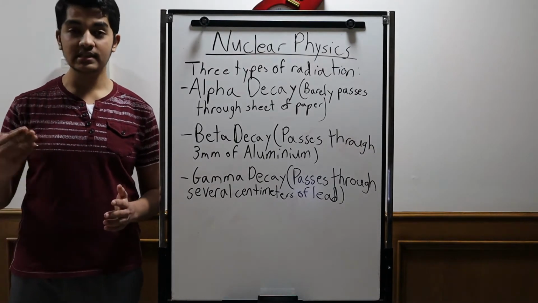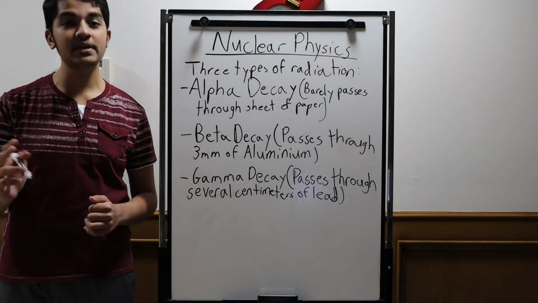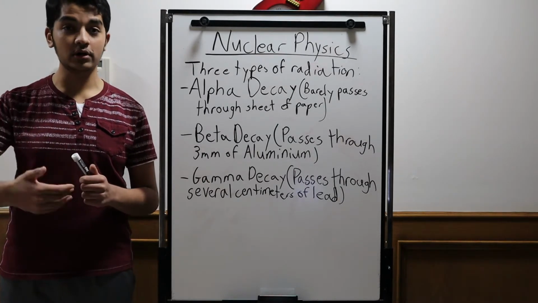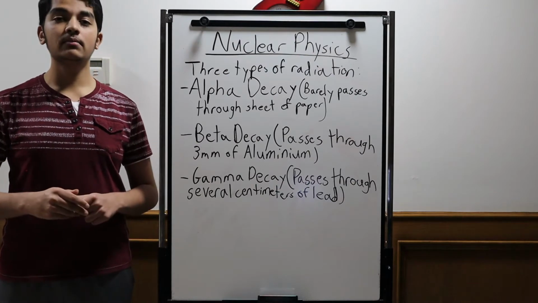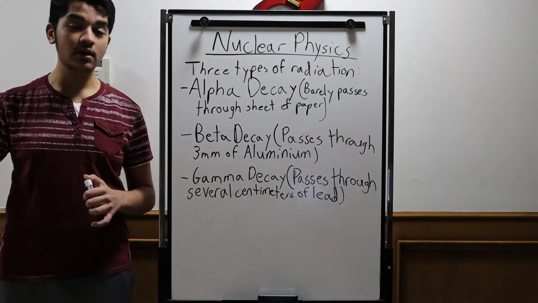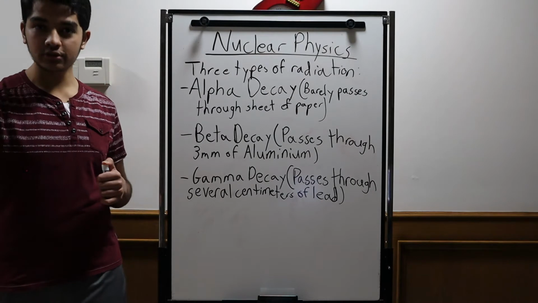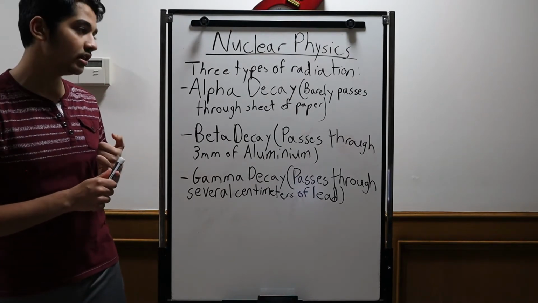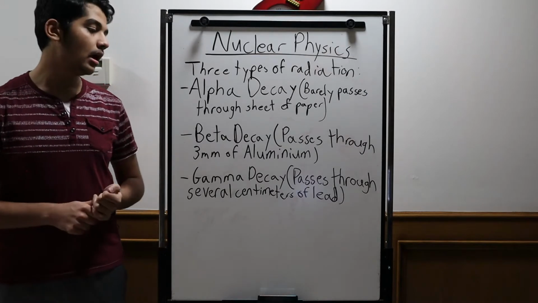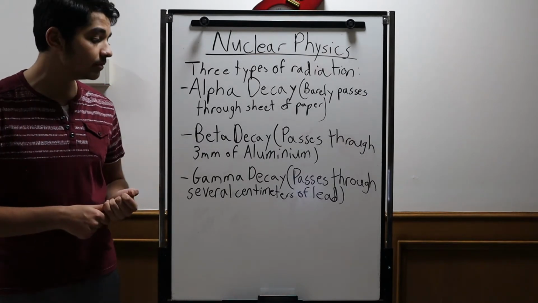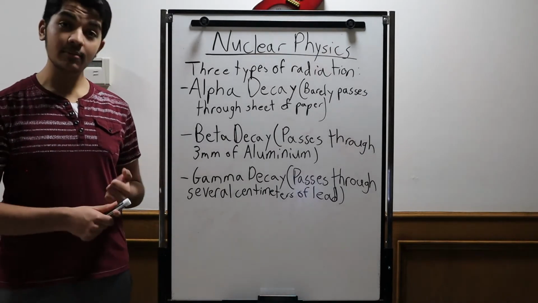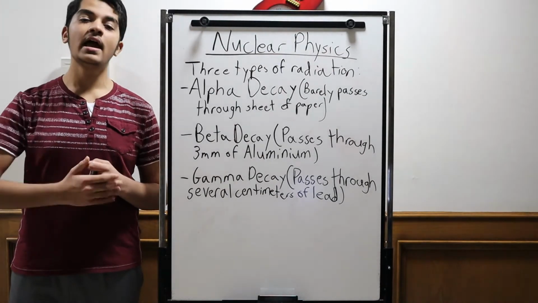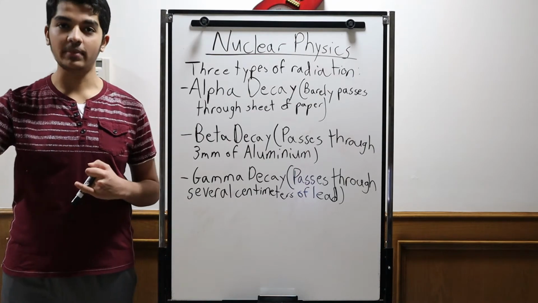What penetrating means is that it can go through substances, because we know radiation is going to be a type of particle or wave, and the higher frequency a wave has, the more penetrative that wave is going to be. And so alpha decay, he found that it barely could pass through a sheet of paper. Beta decay could pass through 3 millimeters of aluminium, and gamma decay was actually really harmful because it could pass through multiple sheets of lead and keep going and going without anything stopping it.